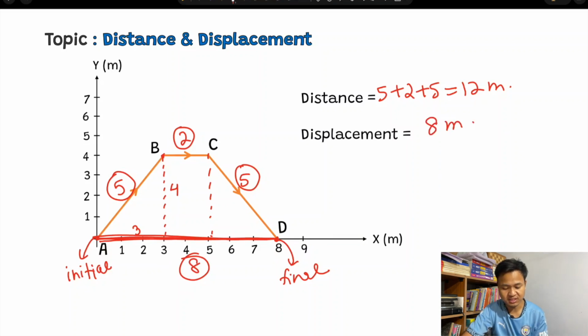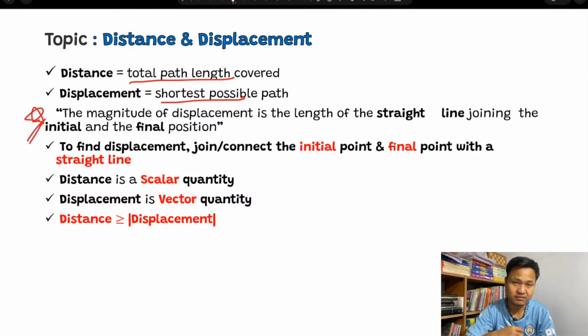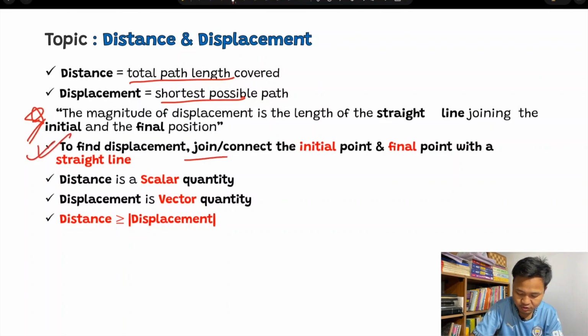Now, distance is the total path length covered. Displacement is the shortest possible path. Join the initial to the final with a straight line and you'll get displacement. So distance means the total path length covered. The magnitude of displacement is the length of the straight line joining the initial and the final position. So to find displacement, join or connect the initial and the final with a straight line.